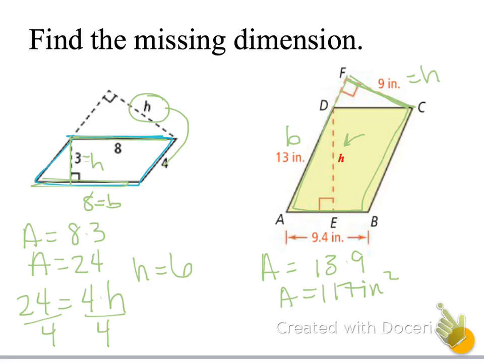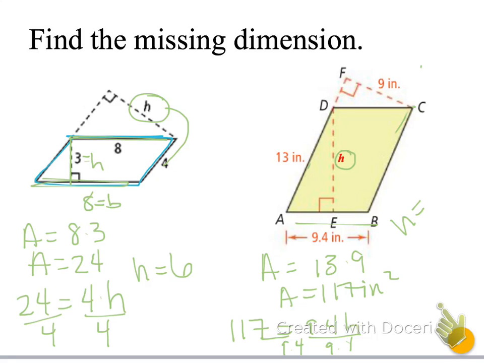So now I need to do what I did with the last one. I'm going to take that whole area and set it equal to, now we're looking at our inner one. So the height of my inner one is h, and my base on my inner one is going to be that 9.4. So 9.4 times h, divide by 9.4. So h is going to be 12.44 inches.